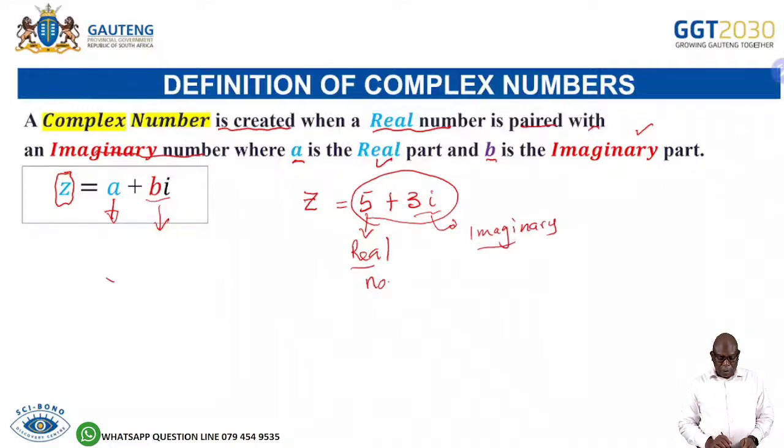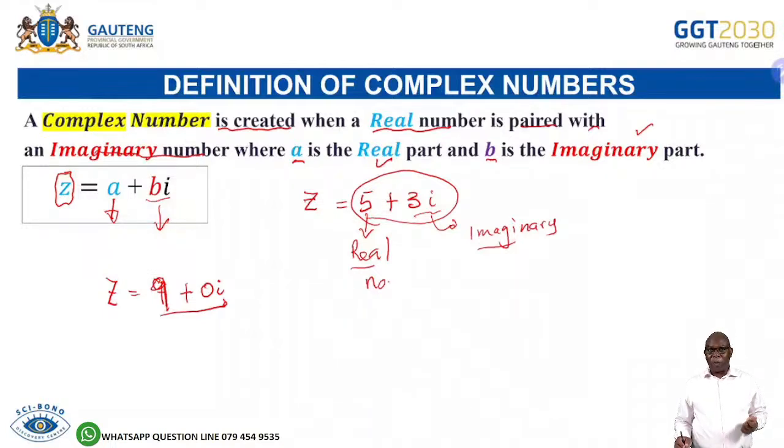So if I've got something like z equals 7, or z equals 9, obviously that must also be a complex number. Why? It is because if I add 0i, then in this case I'll have a complex number. So that number also will be a complex number, but the real part there is 9 and the imaginary part there is 0i.